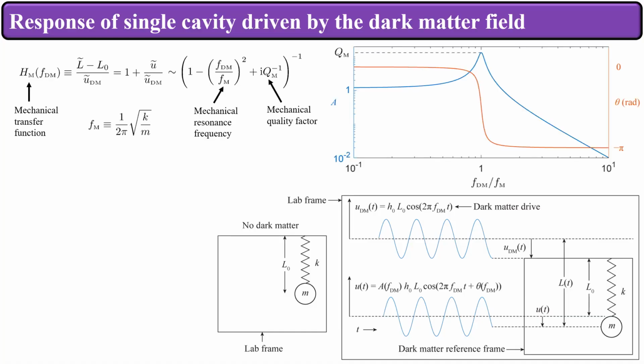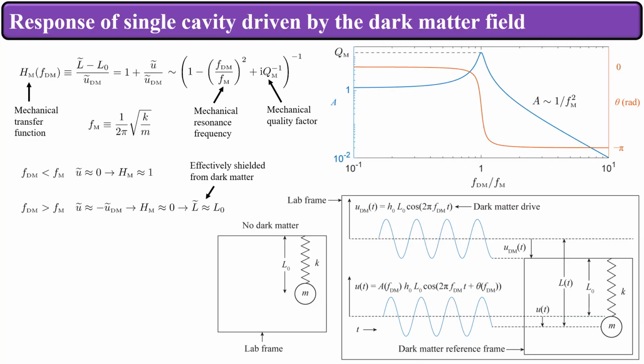We estimated the transfer function of our cavities by empirically measuring the resonance frequency and quality factor. Let's take a closer look at its behavior. For dark matter frequencies below the mechanical resonance, the mass follows the dark matter drive and the transfer function is 1. Above the resonance, the mass displacement almost completely opposes the displacement from dark matter, and the cavity length approximately goes back to its undriven value.